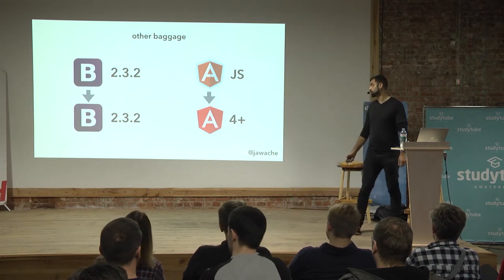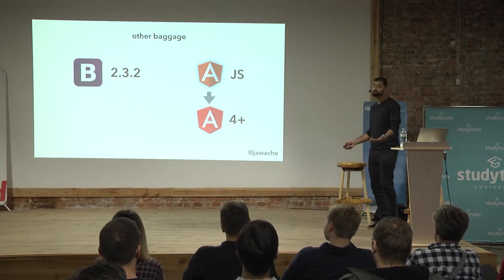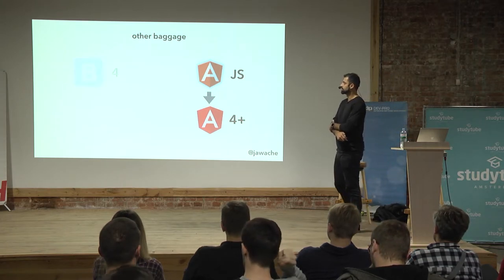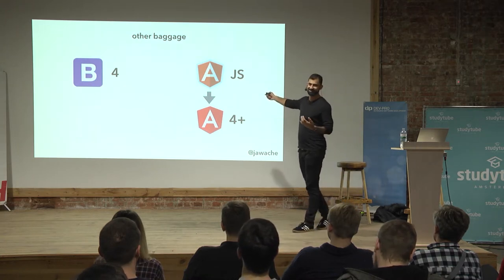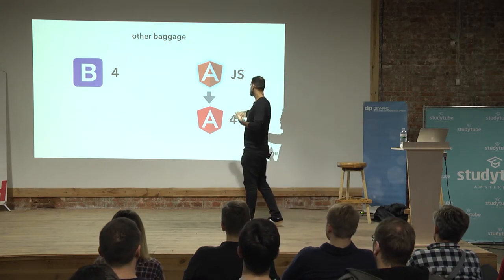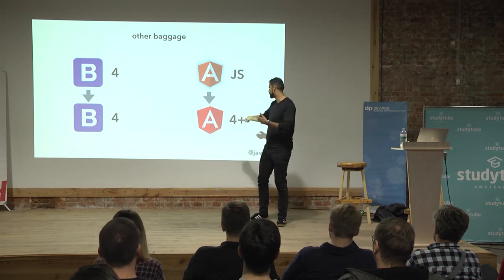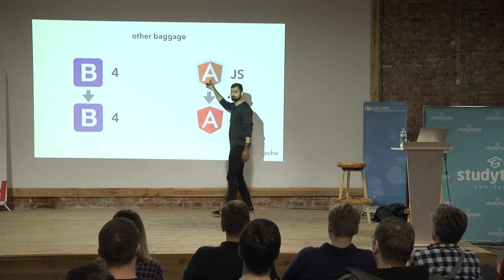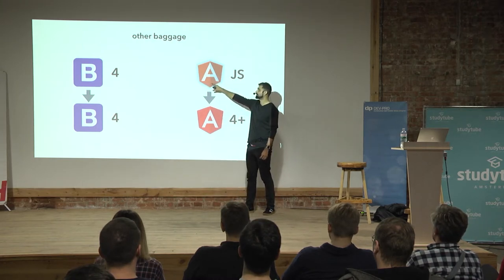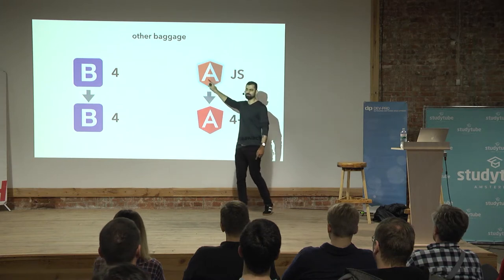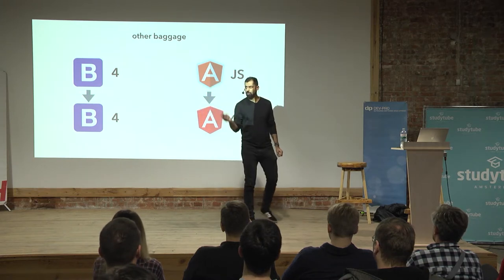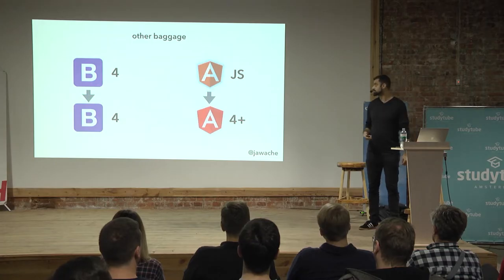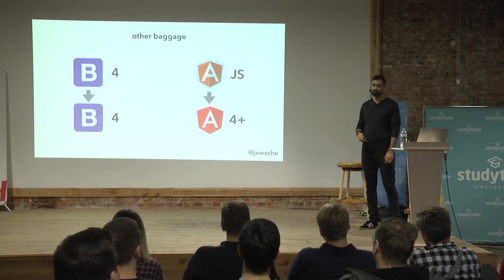So then what are the alternatives? What can you do? Well, one thing you can do is, while you still have an AngularJS application, upgrade to Bootstrap 4, right? And then when you migrate to Angular 4, you then have a Bootstrap 4 and Angular 4 application. But you've just, all of your templates, everything you upgraded in your AngularJS application to Bootstrap 4, all of that work is now thrown away. It's a lot of work to go through, right? Just to get to Bootstrap 4 with Angular 4, right?